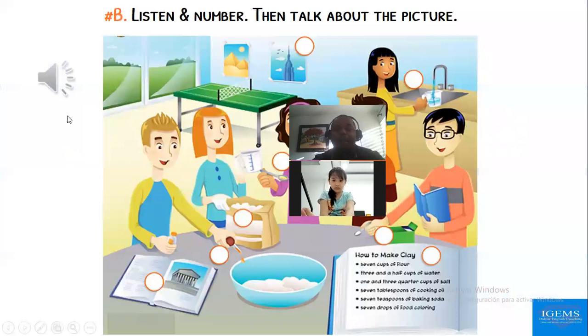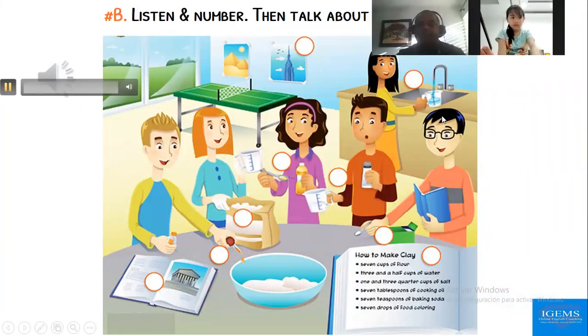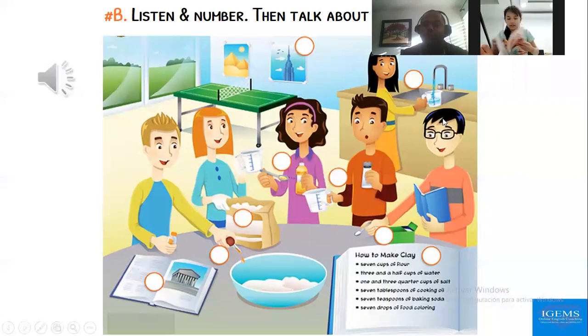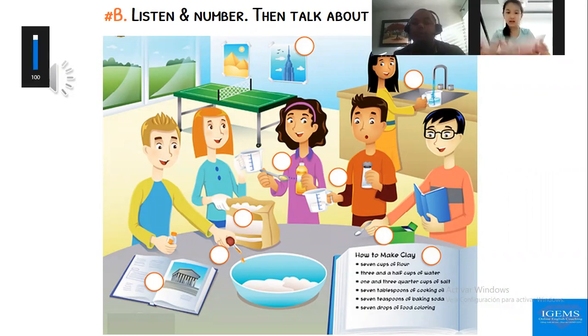So we are back. Let's listen to the audios. Page 52. Listen and number. Then talk about the picture. Number one. This book is about making models. It shows how to make clay. We can use the clay to make model buildings. What are you going to make? Can you listen well? Number two. I'm not sure. I want to make a building from ancient... I'm going to start again.